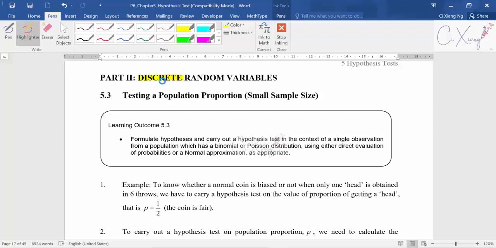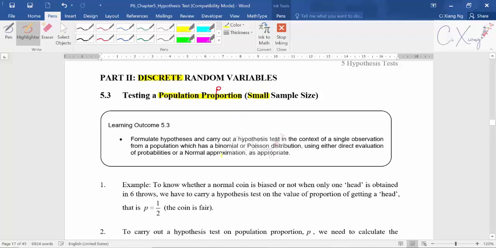First of all, let us start with testing a population proportion. Population proportion means you want to test the P. In the previous type of hypothesis test, when you used the normal distribution, we were testing the population mean, that means mu. For this one, we are going to test the population proportion P, and we will consider small sample size for now.